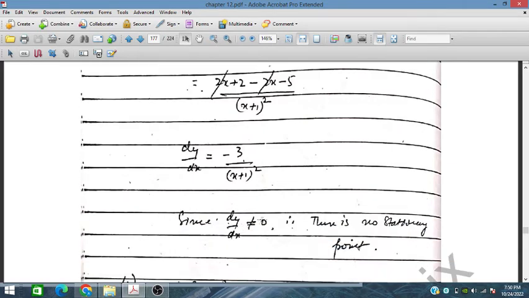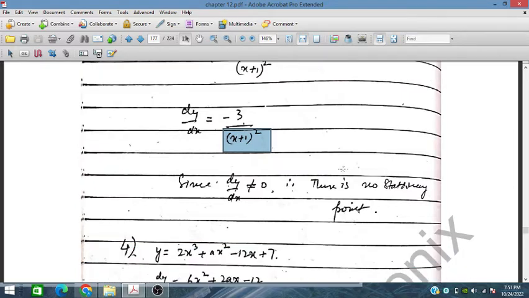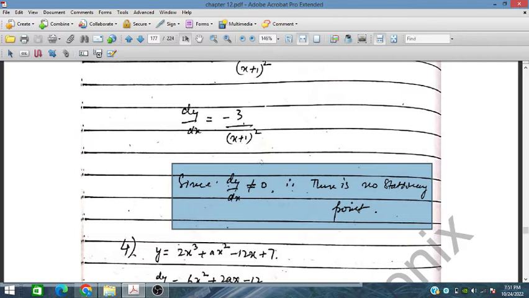So dy by dx is not equal to 0, because this is always positive. At x is equal to minus 1, we never get 0 here. So we have no stationary point. This shows that the curve has no stationary point. This is the result, this is the proof. This is not equal to 0, so there is no stationary point.